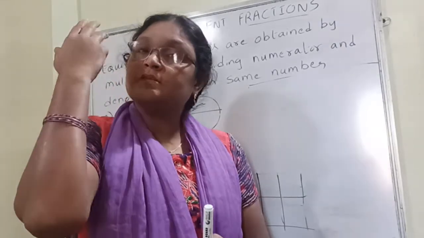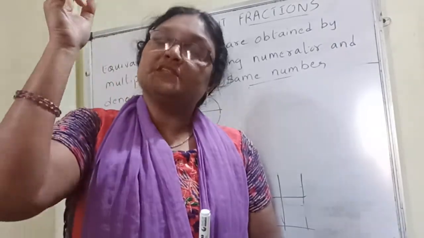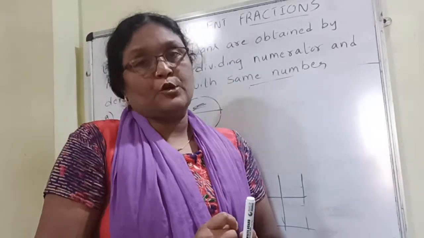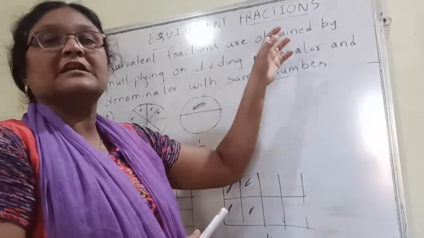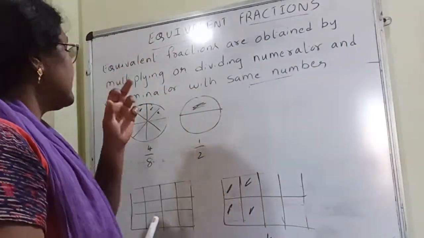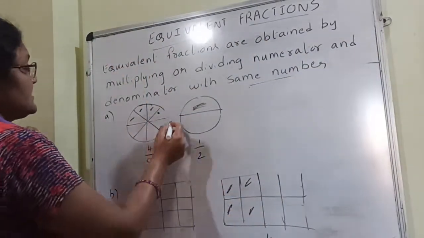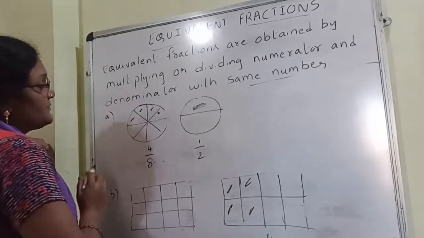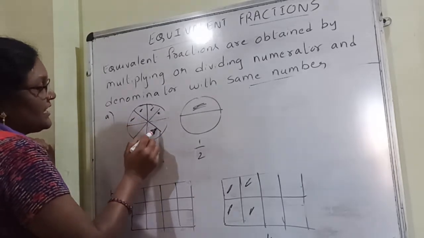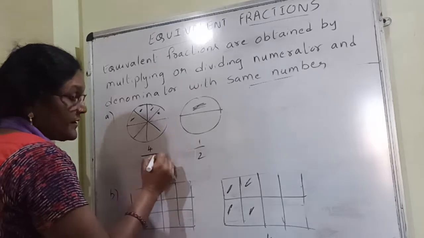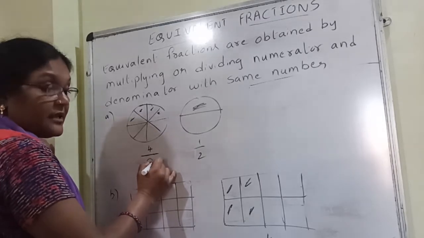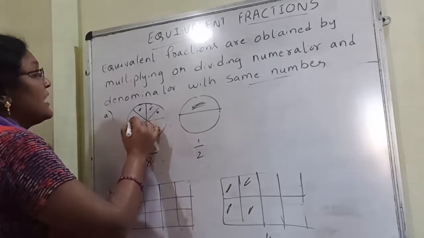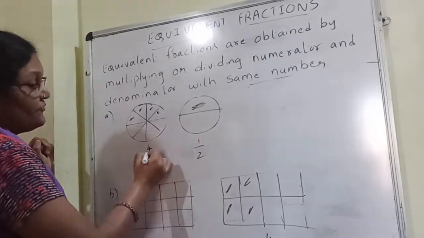So if you are multiplying the numerator with any number, with that number only you should multiply the denominator also. So that is given. Equivalent fractions are obtained by multiplying numerator and denominator with the same number. Let us see this one. Here a circle is given. How many parts has it been divided into? 1, 2, 3, 4, 5, 6, 7, 8. So total parts we write in the denominator, isn't it? We are supposed to write the total equal parts as the denominator. And how many parts are shaded? 4 parts. So 4 by 8.